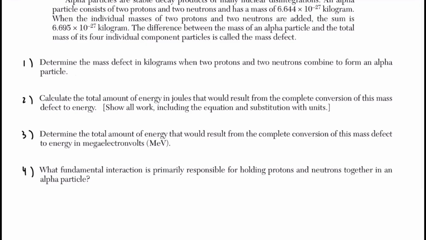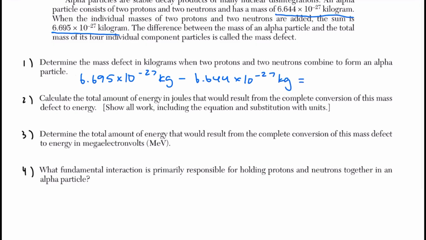So to find the mass defect, we just need to subtract the mass of the alpha particle from the total mass of the protons and neutrons. So the individual masses of the protons and neutrons added is 6.695 times 10 to the negative 27 kilogram, minus the alpha particle, which is 6.644 times 10 to the negative 27 kilogram. And the mass defect is going to be 5.1 times 10 to the negative 29 kilogram.